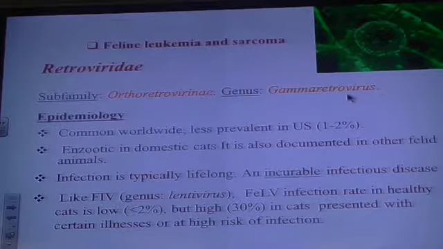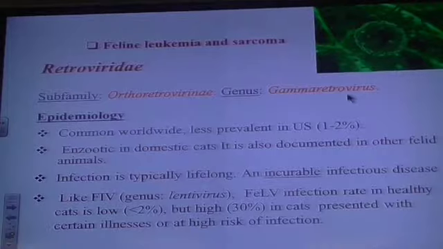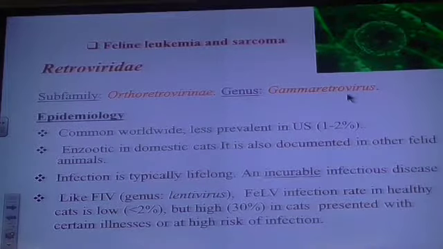Now, when it comes to the prevalence of the disease, it's not that prevalent. It's like FIV, about 1 to 2% in the U.S. Now, this is a much more serious disease than FIV. And the reason for this is because of the development of cancer and because of the various other pathologies that this disease can cause. This is an incurable disease, meaning that once the animal develops the later stages of infection, it will become very difficult to cure the animal.